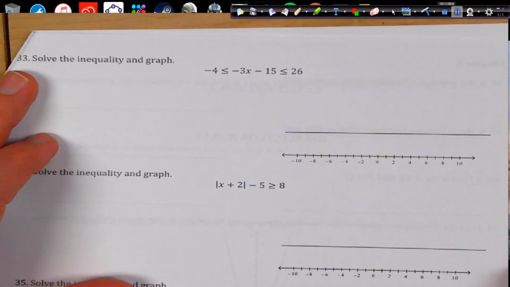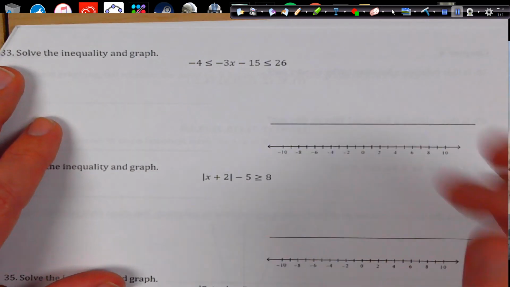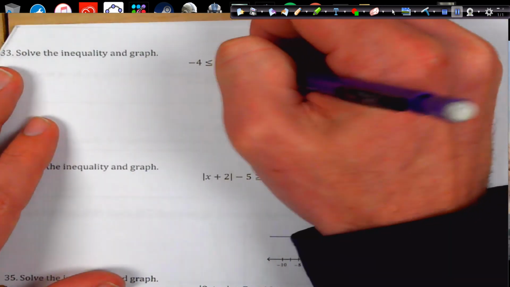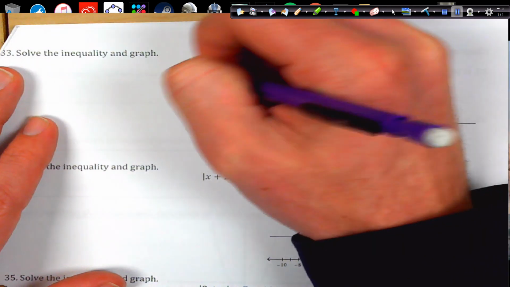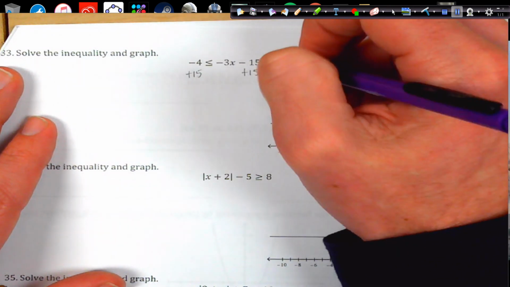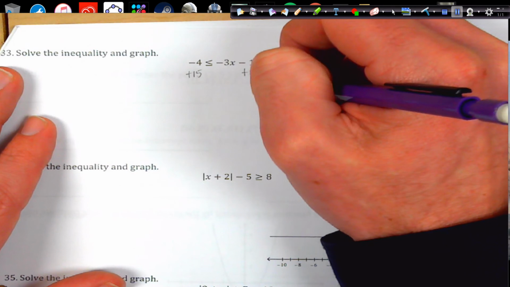Okay, solve the inequality and graph. Here we're going to go ahead and add 15 to all sides. And that's going to become 41, I believe.